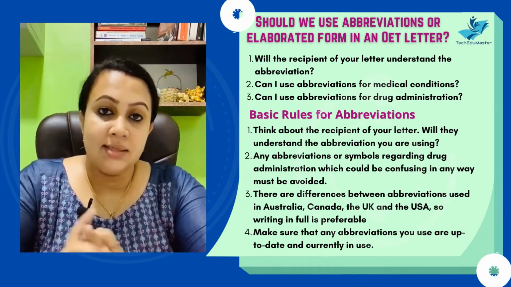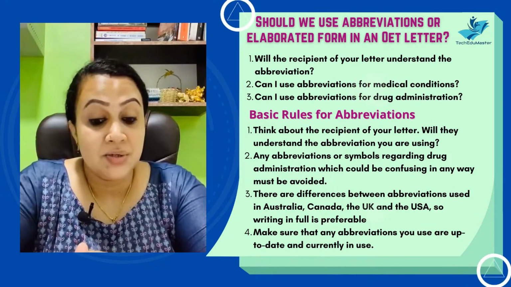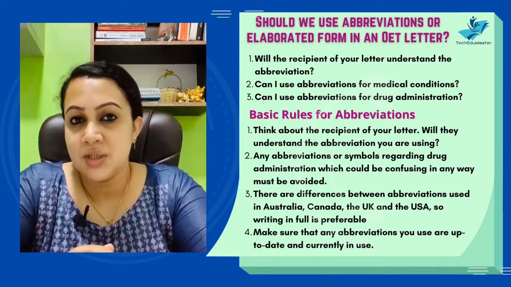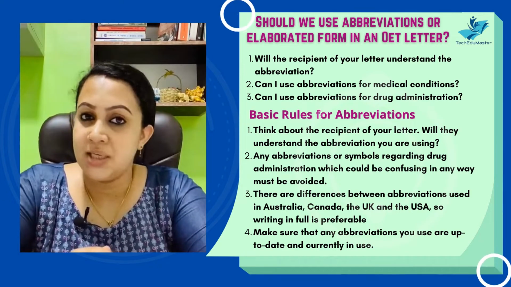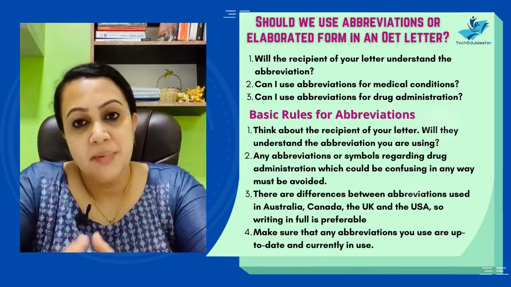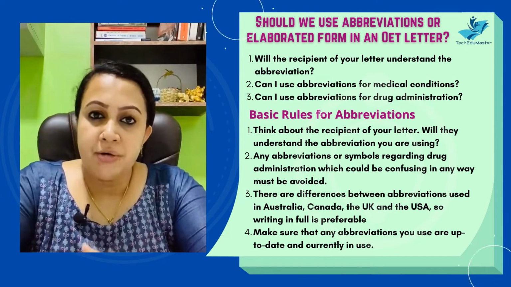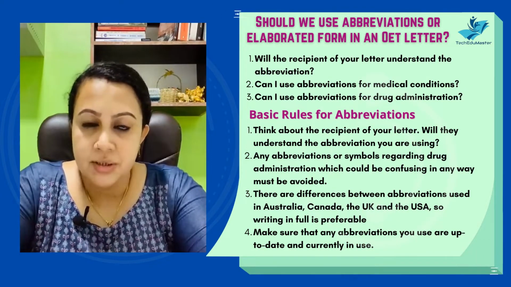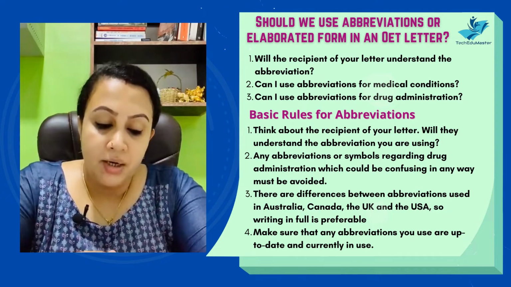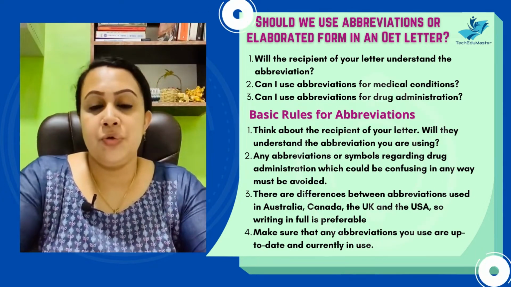The second guideline is: can I use abbreviations for a medical condition? That is also quite an important question. I should say no. Why? Because when we are writing about a medical condition, we should write the full form of the condition. For example, when you are writing about postnatal depression, it's always better to write postnatal depression rather than PND, because the other person can then understand it clearly.